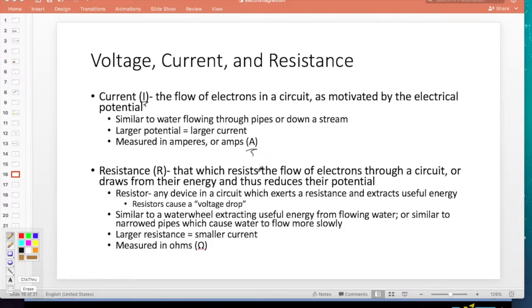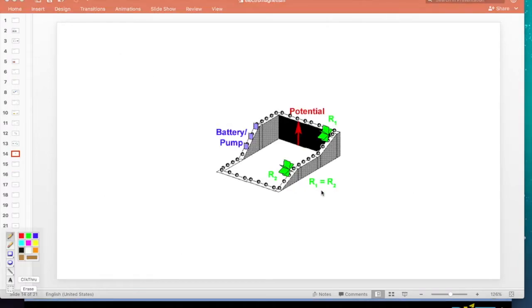So current itself is defined by capital I, and amps, the unit with which we measure current, is capital A. And then finally, the third variable that I'm concerned about right now is resistance. Resistance is just what it sounds like. Resistance is a measurement of how much the electrons are being resisted in their flow through a circuit. So anything that resists the flow of electrons through the circuit, or anything that's drawing energy away from the electrons and therefore reducing their potential. So let me go back to this picture. Do you think you can guess what this R stands for?